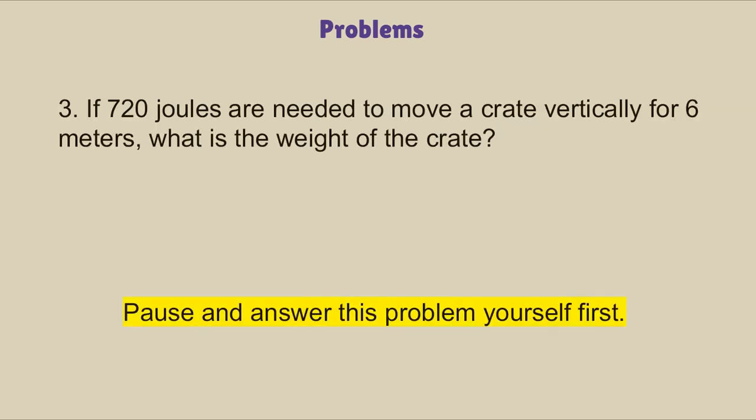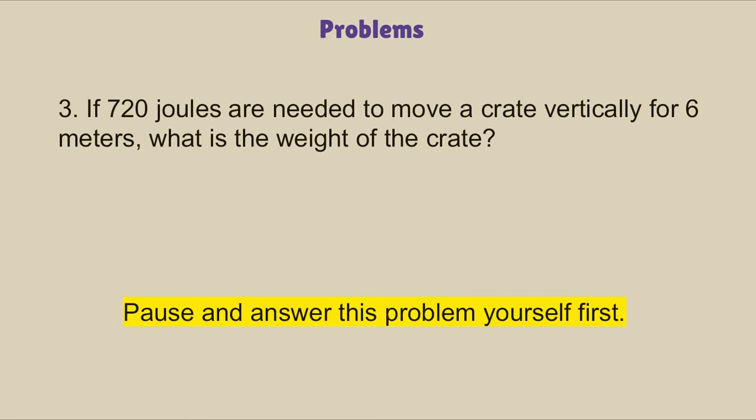And finally, number 3, if 720 joules are needed to move a crate vertically for 6 meters, what is the weight of the crate? Now, this question didn't mention work or didn't mention power for that matter. However, you got to take your numerical values and you got to understand what they represent from simply the units. So we have 720 joules, and that is our work. We have 6 meters, that's our displacement. And they're asking for weight.